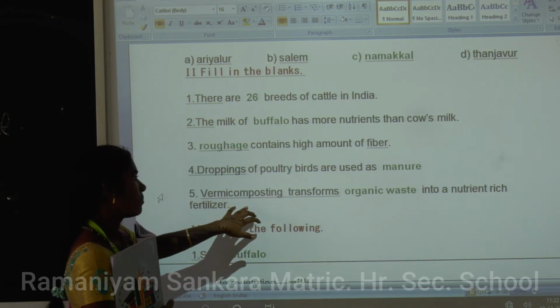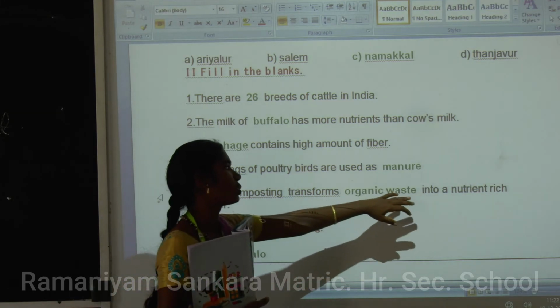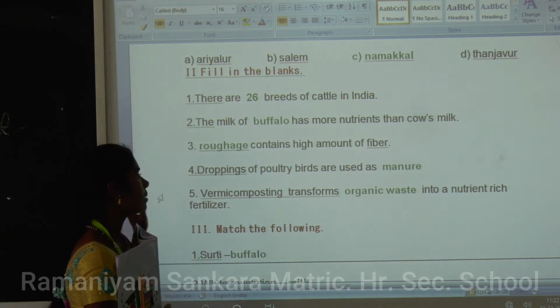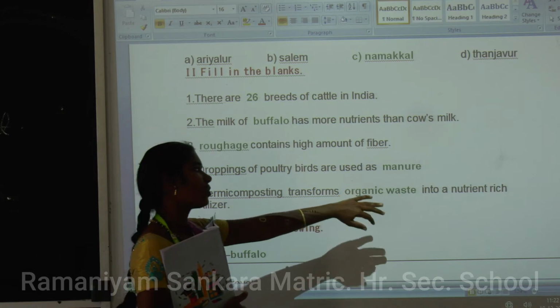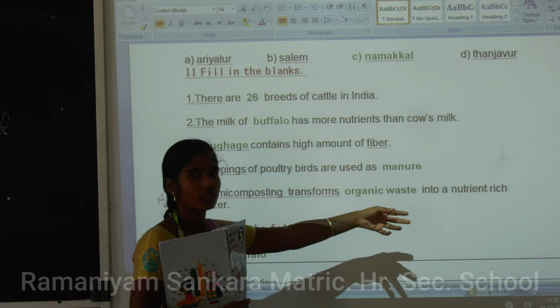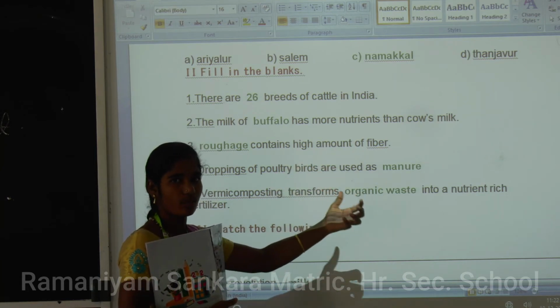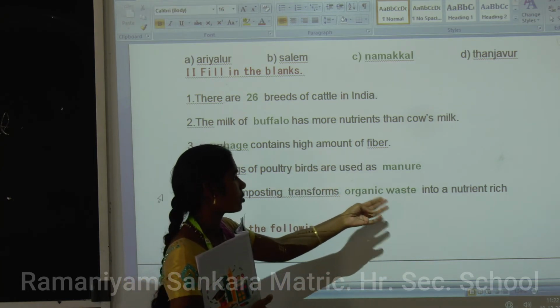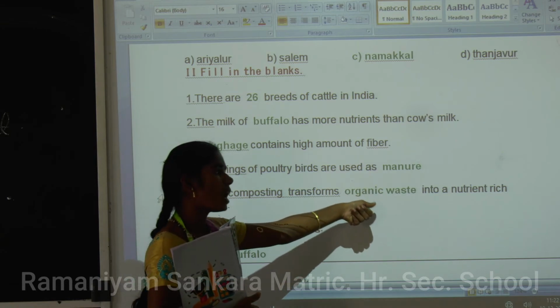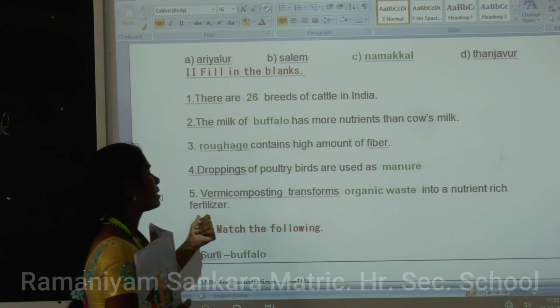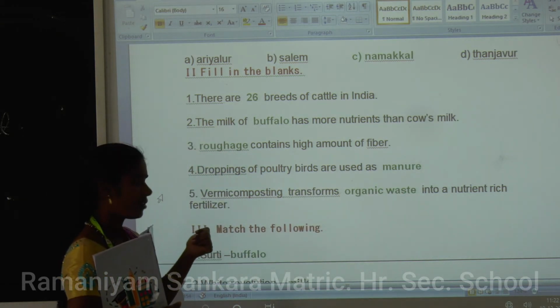Fifth one, vermicomposting transforms dash into a nutrient rich fertilizer. In vermicomposting, what do they convert into fertilizer? Organic waste. Organic waste is what we get from plant and animal waste. That is what we call organic waste. So it is transformed into a nutrient rich fertilizer.